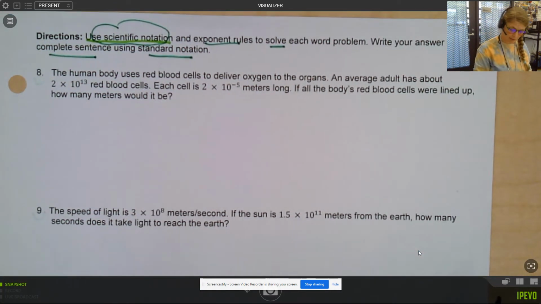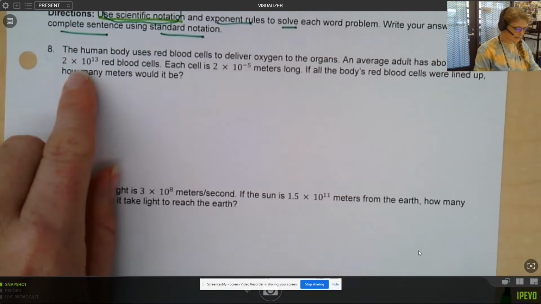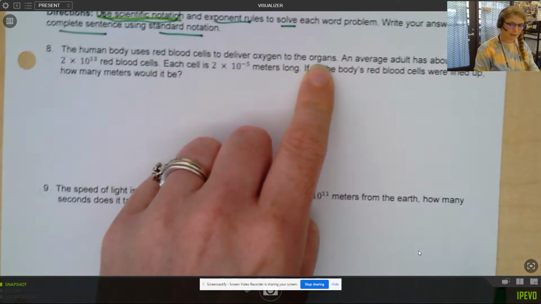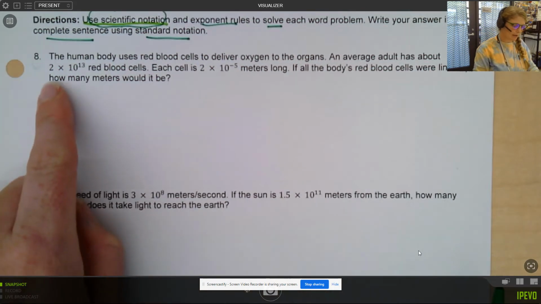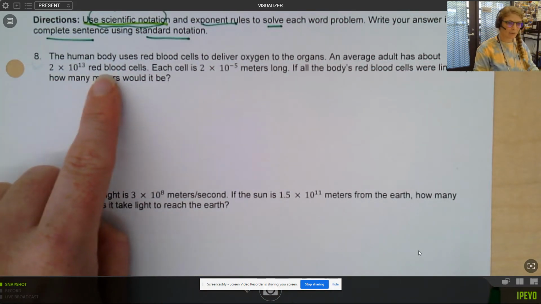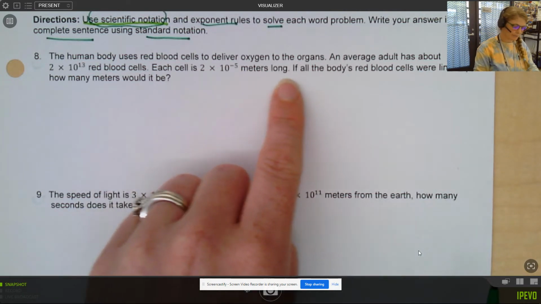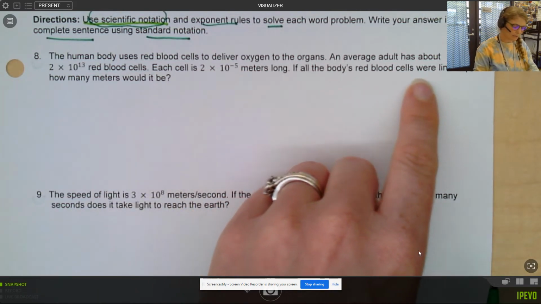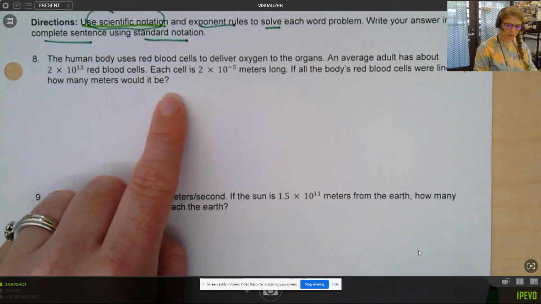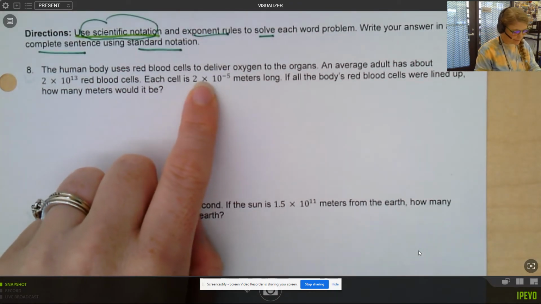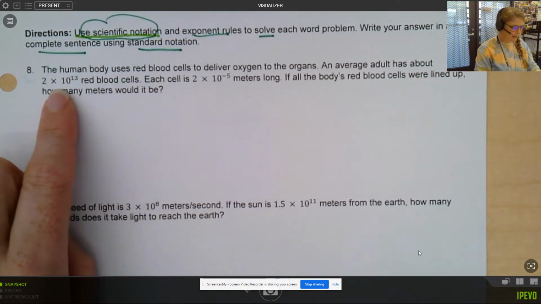Okay, so let's take a look at number 8. Number 8 says, the human body uses red blood cells to deliver oxygen to the organs. An average adult has about 2 times 10 to the 13th red blood cells. Each cell is about 2 times 10 to the negative 5th meters long. If all the body's red blood cells were lined up, how many meters would it be? So remember, each cell is this many meters long, and this is how many there are.